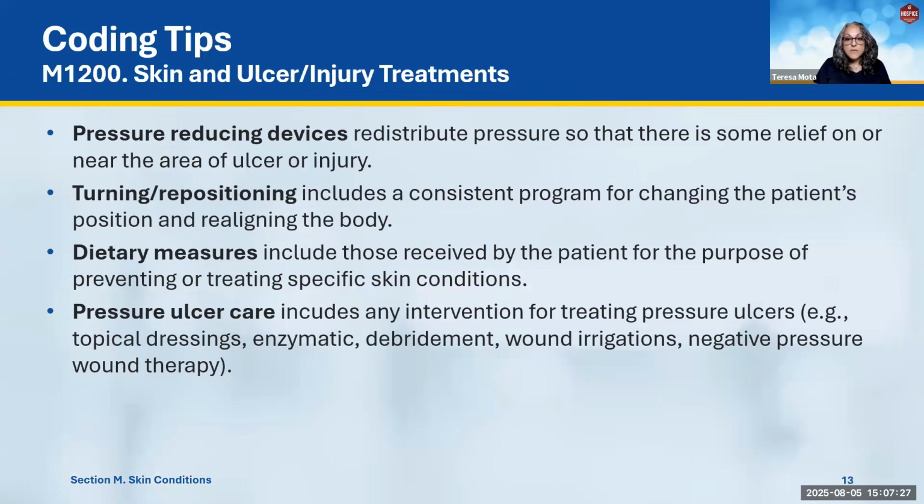Here are some coding tips to consider about some of the skin and ulcer injury treatments when deciding which one to code. Pressure-reducing devices. These devices redistribute pressure so that there is some relief on or near the area of ulcer or injury. Turning and repositioning includes a consistent program for changing the patient's position and realigning the body. Dietary measures would include nutrition received by the patient to prevent or treat specific skin conditions. Pressure ulcer care includes any intervention for treating pressure ulcers, such as topical dressings, enzymatic debridement, wound irrigation, and negative pressure wound therapy.